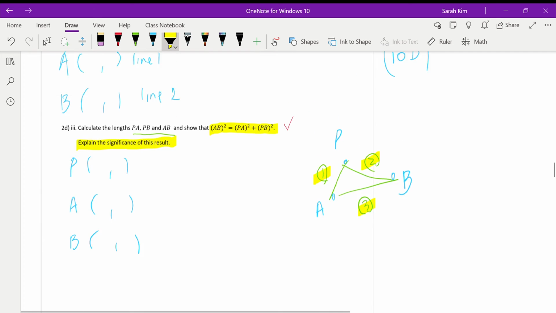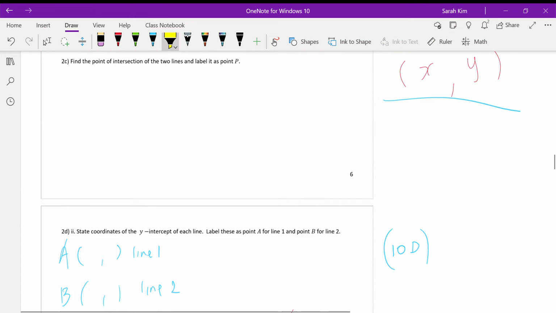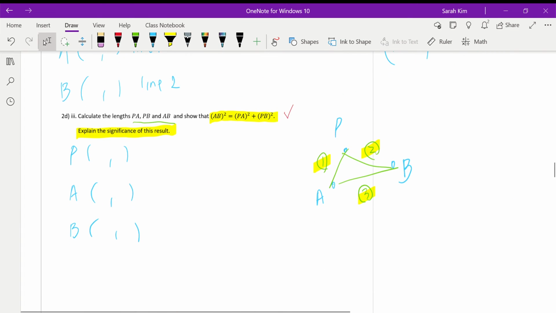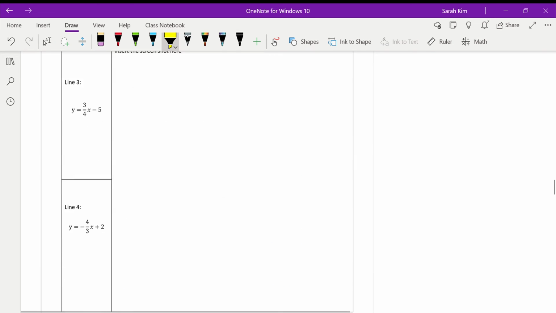So have a look at 2B. 2B was about using protractors. So is that accurate? Or is this method over here accurate? You need to think about what this method means. Hopefully you've explained the significance of it and understand what it means. So you tell me which one's more convincing. Is it the protractor or is it the equation? You have to explain it. Make sure you explain it thoroughly.